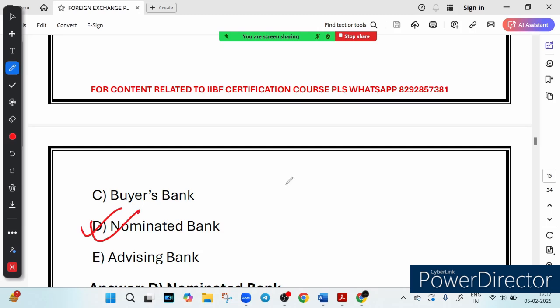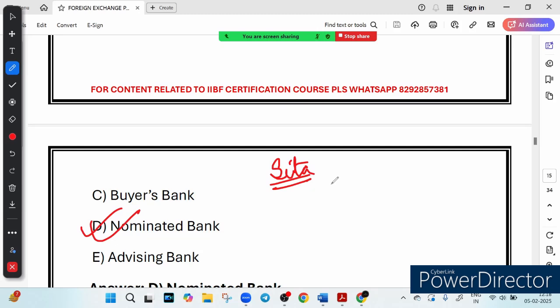For example, let's take Sita. Sita, a seller, presents documents to the nominated bank as per the LC terms. The nominated bank checks the documents and makes payment available to Sita once everything is in order. That is why option number D is the correct answer.